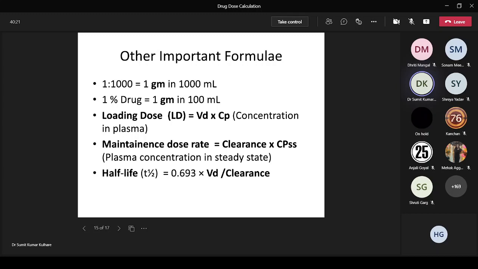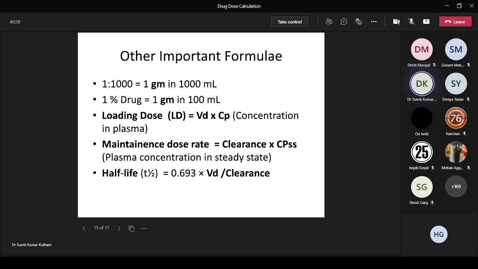Or if it was 1 is to 10, that means 1 gram of that drug is dissolved in 10 ml solution. So the numerator is in grams while the denominator is in ml. We'll see examples. Similarly, sometimes the concentration is mentioned in percentage: 1% drug solution, 10% drug solution, 15% drug solution. This will be mentioned on the ampules or vials.